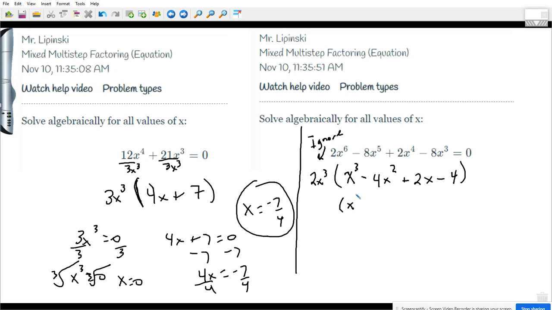So what do I do? I group the first two. I group the last two. Take a GCF out. Okay, so I've got an x squared, which would leave me with x minus 4. I've got a 2. Hold on a second. What did I do? Nothing. I factored this 2 out. That shouldn't be there. This is just an x. I took that out, right?